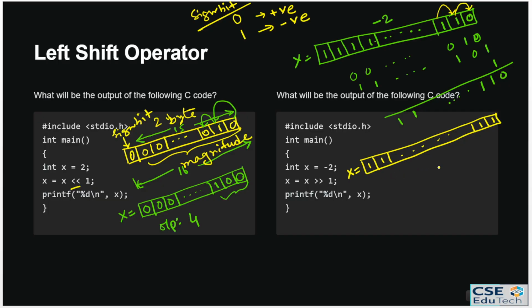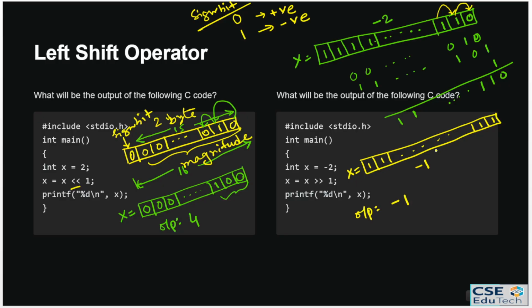Now what will happen? This is basically the representation of -1. So it is basically the representation of -1 in the computer, because a negative number is represented in 2's complement form. So the output here will be -1.